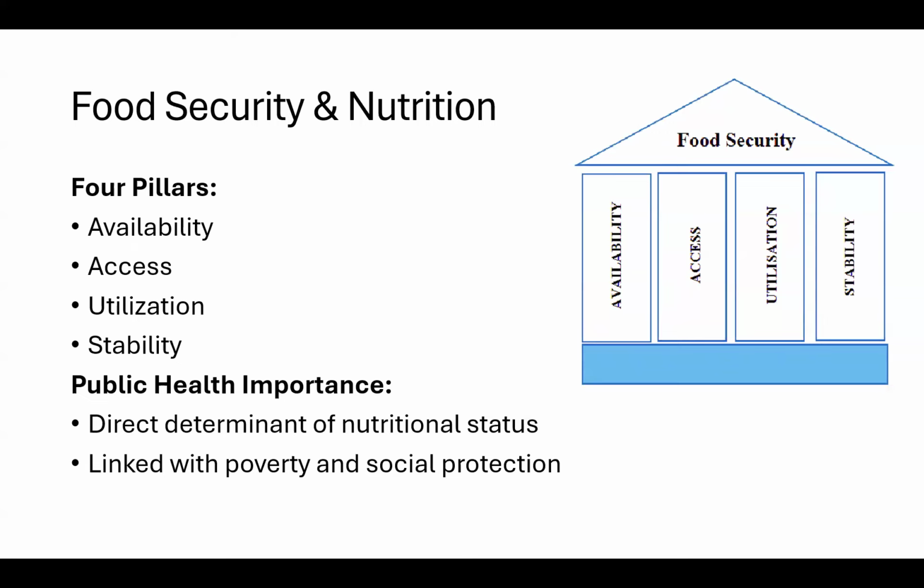Then we have the concept of food security and nutrition. So food security has four pillars: availability, access, utilization, and stability. And it is a direct determinant of nutritional status, and it is linked with poverty and social protection. On the right side, you can see the four pillars, and on the top, there is the triangle of food security.